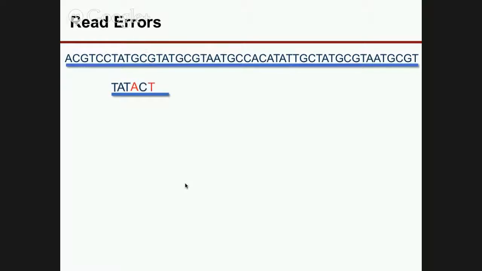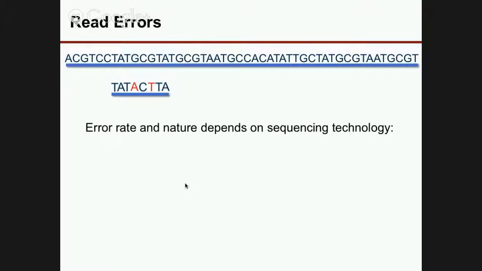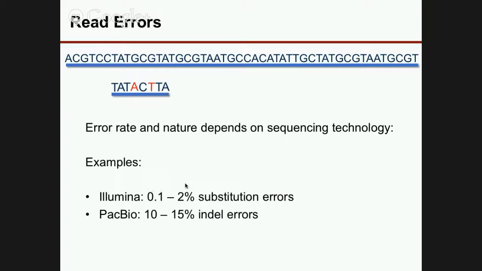And so forth. Okay? So this is what I meant by read error. You read a symbol, a nucleotide, and it becomes another nucleotide. The error rate, in other words how frequently such errors occur, and their nature depend on the sequencing logic. Okay? All right.